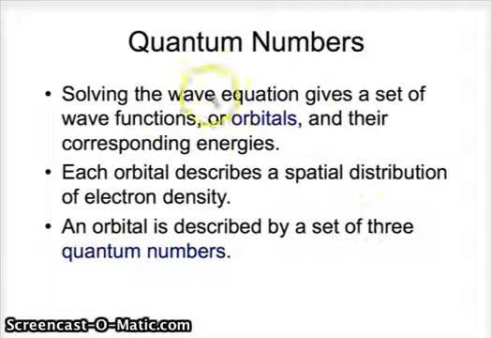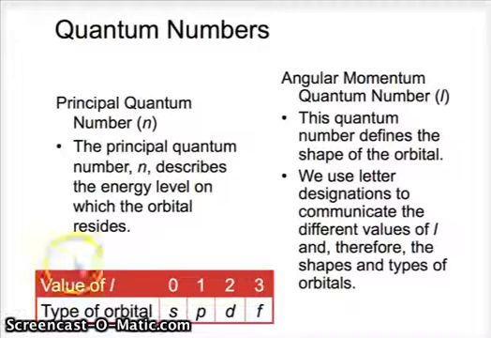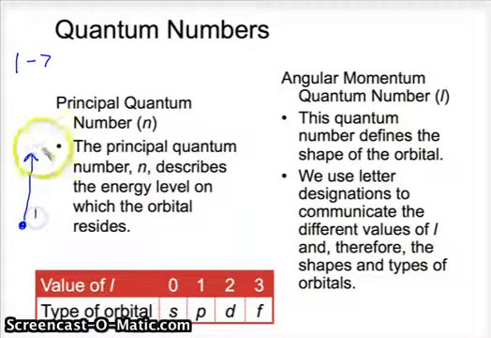Okay, so quantum numbers. When we solve a wave equation, we get a set of wave functions. In other words, the solution, the set of quantum numbers, is what solves the wave equation. Now technically there's a fourth we'll talk about at the end. The first is the principal quantum number. Okay, principal quantum number is always whole numbers, 1 through 7 right now. And basically what it tells us is the higher the number, the further away from the nucleus the electrons are found. Now angular momentum, it's our L.